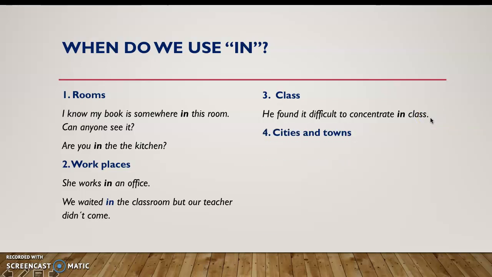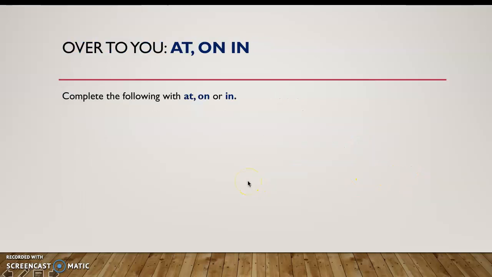We use in for cities and towns. So for example, we lived in London for 5 years. Or do you know a good hotel in Mecca? Now, what I want you to do is complete the following sentences with at, on, or in. So you ready?